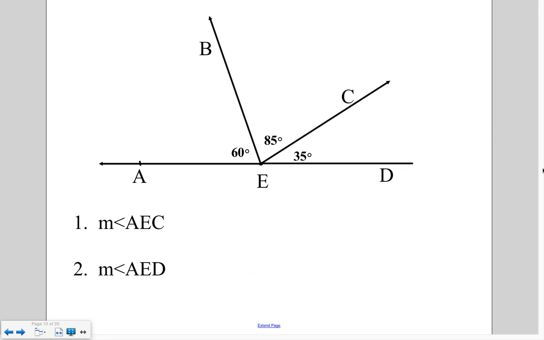Here's two. We want to find the measure of angle AEC and the measure of angle AED. You guys can pause the video and give these a try real quick. After you unpause, I'll go through them.